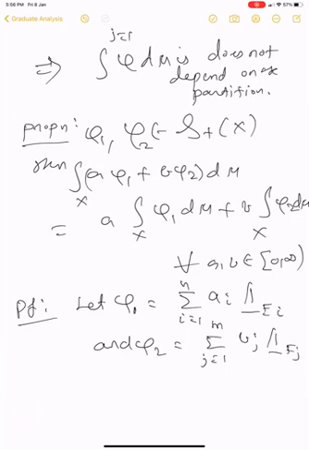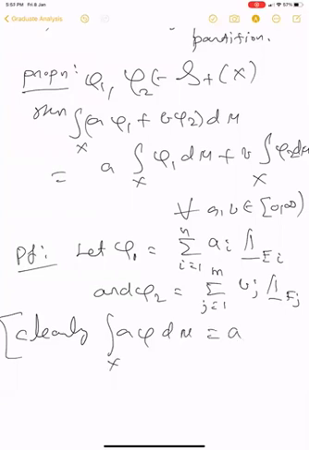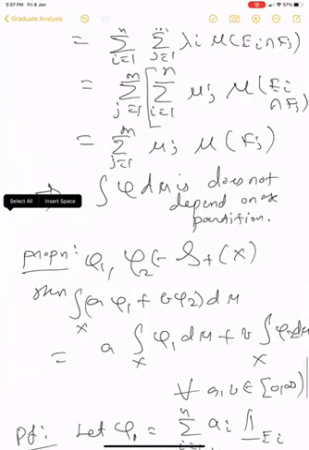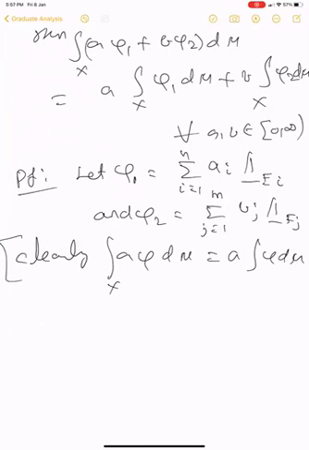So one thing is just clear. Clearly, if you have any phi, the integral of a phi d mu over x equals a times the integral of phi d mu. That is just clear, because if you multiply by a, each lambda_i defined here will get multiplied by a, and you can take the a out and you will get that.